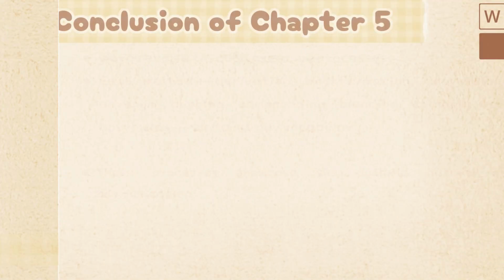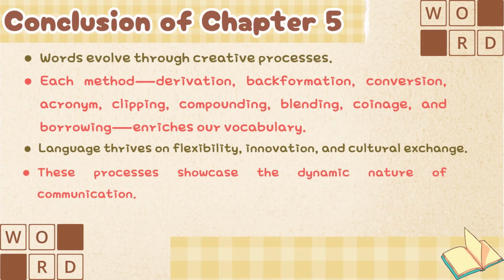In conclusion, Chapter 5 has shown how words come into being both creatively and systematically. Each process, derivation, back formation, conversion, acronyms, clipping, compounding, blending, coinage, and borrowing, adds in its own unique way to our power to describe abstract thoughts and to cope with an evolving universe. In this way, language lives and evolves, reflecting the creativity, culture, and practicality of its speakers. Understanding these processes enhances our appreciation for the richness of communication. This is the end of Chapter 5.